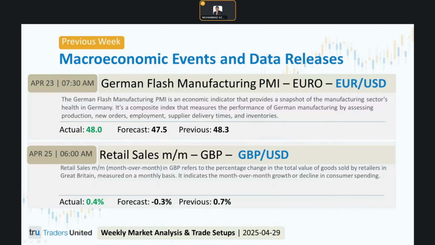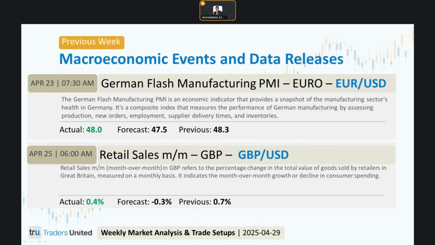Let's go into some more details. German flash manufacturing PMI: we got the data release on April 23rd, 7:30 a.m. UTC time. So what is the German flash manufacturing PMI? The German flash manufacturing PMI, also known as the Purchasing Managers Index, is a key economic indicator offering an early snapshot of Germany's manufacturing sector. It is based on a survey of purchasing managers and measures areas such as production, new orders, employment, suppliers, delivery times, and inventories. As the Eurozone's largest economy, Germany's manufacturing data has a significant influence on the euro. A PMI reading above 50 indicates expansion, while below 50 suggests contraction.